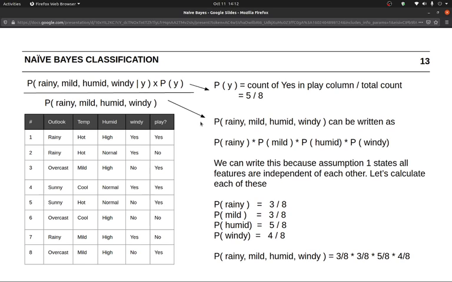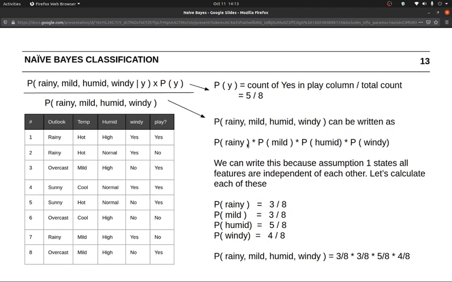Now let's calculate the denominator, probability of the day being rainy, temperature being mild, being highly humid and highly windy. Now you remember when we spoke about assumptions, the first assumption that we made was each of the features for naive Bayes algorithm are independent of each other. That means I can take this probability and using the probability understanding that we gained via our previous lecture, I can write it down as probability of rain times probability of temperature being mild times probability of day having high humidity times probability of the day being windy.